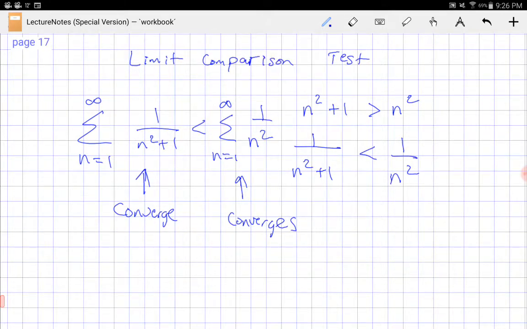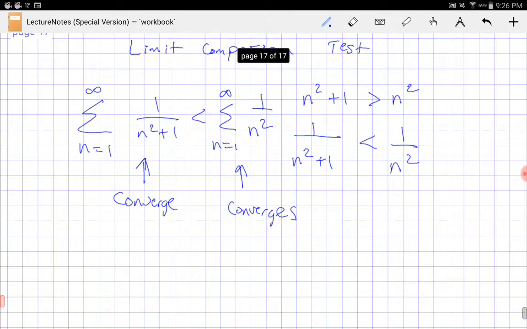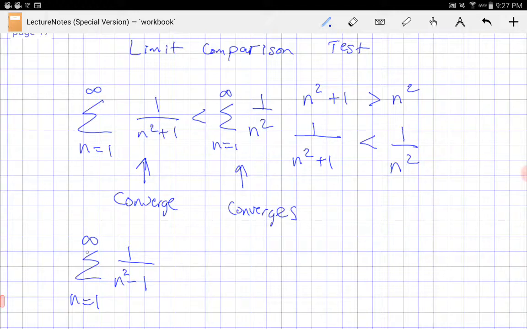Alternatively, let's think about what happens instead. We have the same series, but now instead of n squared plus 1, we have n squared minus 1. And we want to know whether this series converges or not. Intuitively, as n gets very big, whether it's plus 1 or minus 1, it really shouldn't affect our end behavior or our sequence behavior too much.